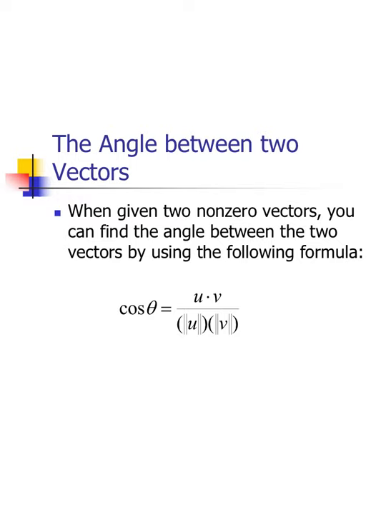For the angle between two vectors, when you have two non-zero vectors, you can find the angle between them by using the following formula. We have the cosine of theta is equal to the dot product of u and v divided by the magnitude of u times the magnitude of v. The one thing to note here is the last step is going to be taking the cosine inverse of whatever your fraction is right here to finish solving for your angle.